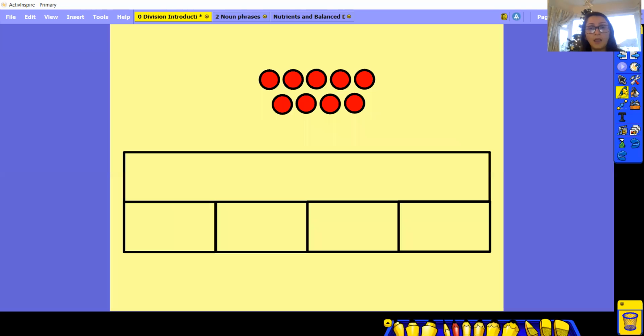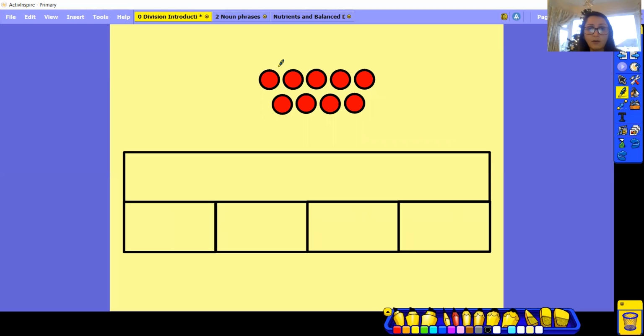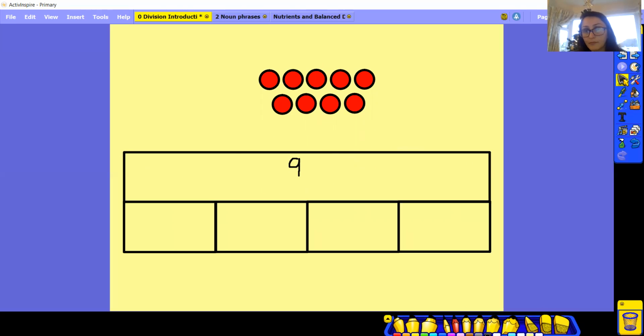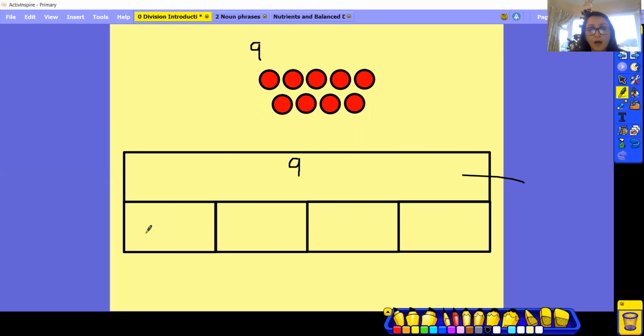So first of all, let's count what our amount is. So we've got 1, 2, 3, 4, 5, 6, 7, 8, 9. So I know I have 9 all together. That goes in my whole box, okay? Because I've got the whole, that is the 9. And I've got, let's just write that up here as well. We've got 1, 2, 3, 4 equal groups. There we go. Miss Badger can't count. So, and remember, we are sharing equally, okay?